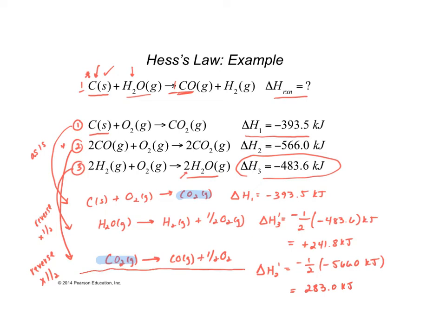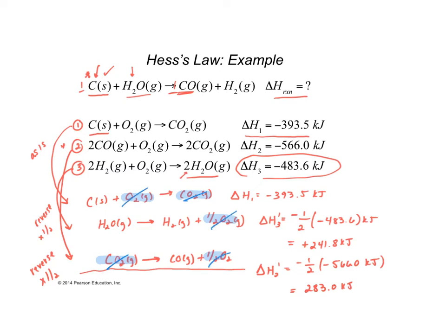So if I sum these, what's going to happen to the CO2? They're going to cancel, right? So we have this guy canceling. That's good. Another thing that we have is an oxygen as a reactant, and then we have a half oxygen and a half oxygen as a product. So what are two half oxygens summed to? An oxygen, right? And so because of that, one oxygen is going to cancel with these guys.